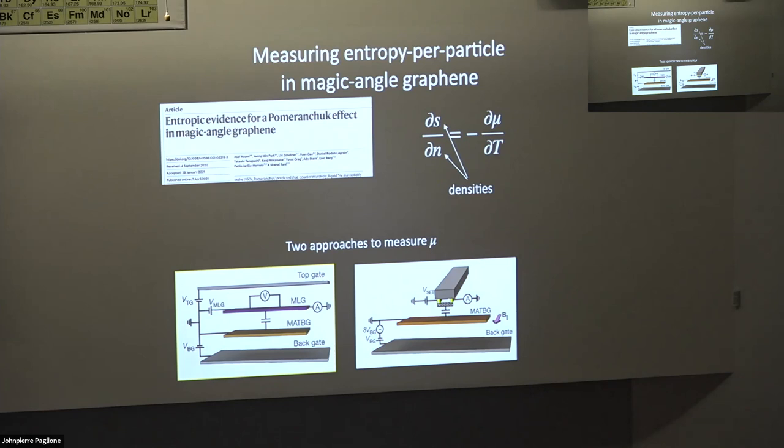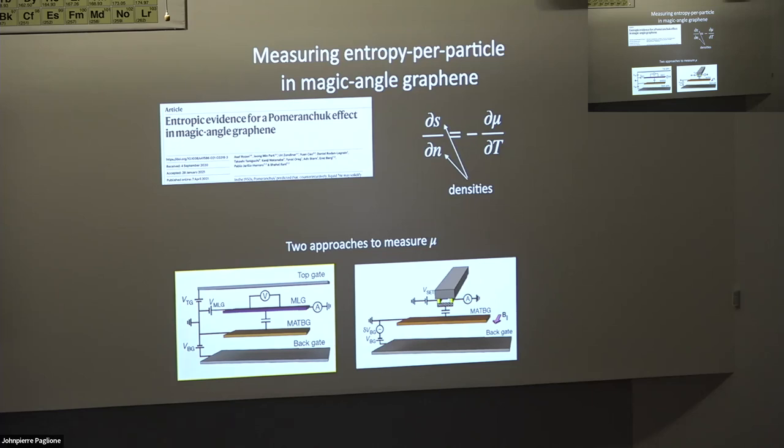Okay, so for the last 8 minutes or so, I've been using the other Maxwell relation, the one that was ds/dμ is dn/dT. For this experiment, I'm going to use the other Maxwell relation, ds/dn is minus dμ/dT. All right, so this is what we'll use. So that means we need to be able to measure μ and change T. So they do this in two different ways. One is a global way. They use a sheet of monolayer graphene to sense the chemical potential of magic angle graphene. In the other case, they use a single electron transistor, basically a little quantum dot, to sense the chemical potential of magic angle graphene.